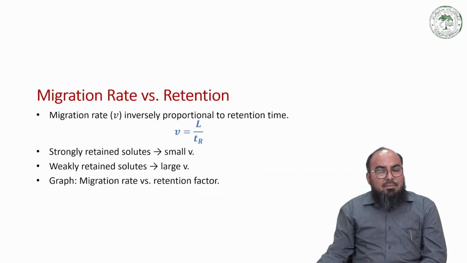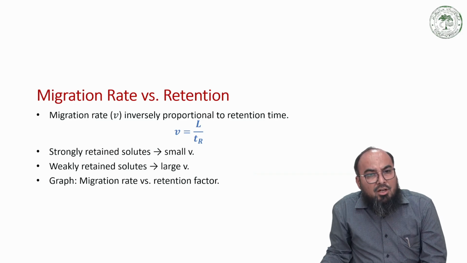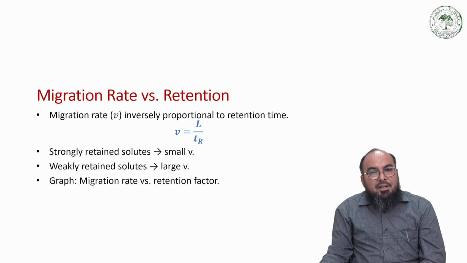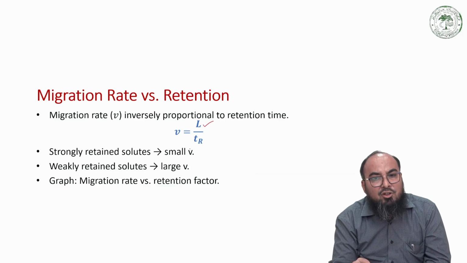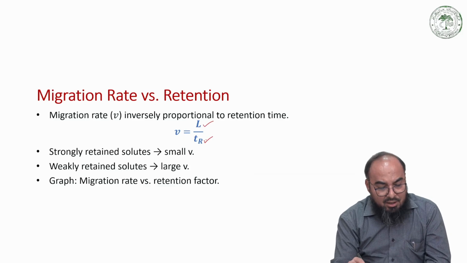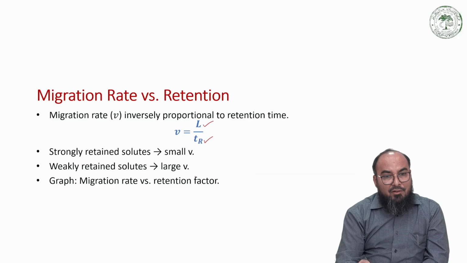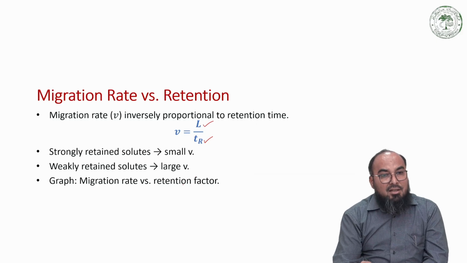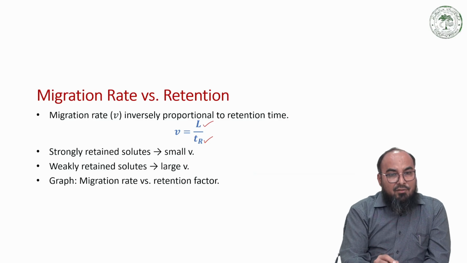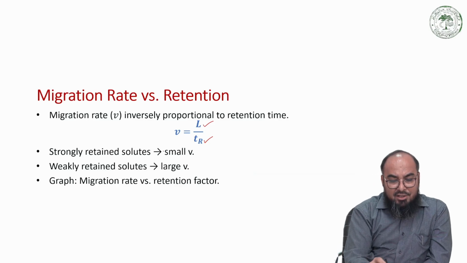Now let us see in terms of migration rate. Migration rate, we have already told you, is given by the velocity of migration, in terms of the solute movement, V equal to L upon TR. That is the length of the packed column, and TR is the detention time. So if you have a large value of V, you have a small value of TR. That is, it is weakly retained. It is going to elute very fast. Similarly, if it is strongly retained, you have a small V value.